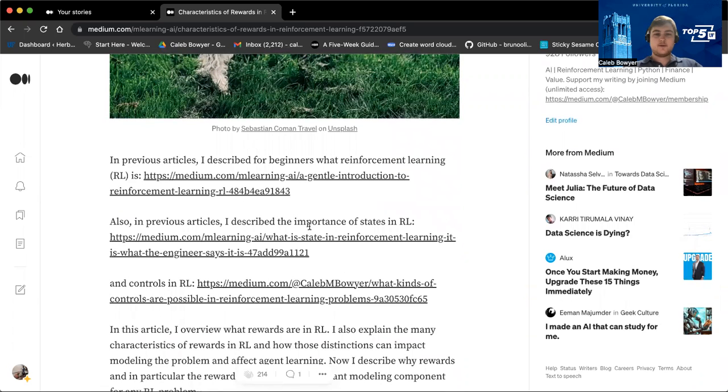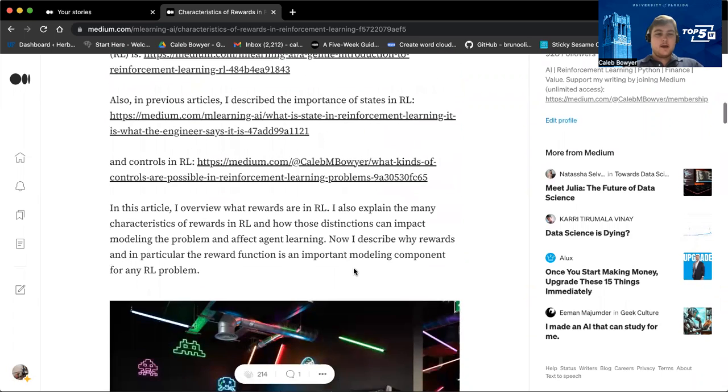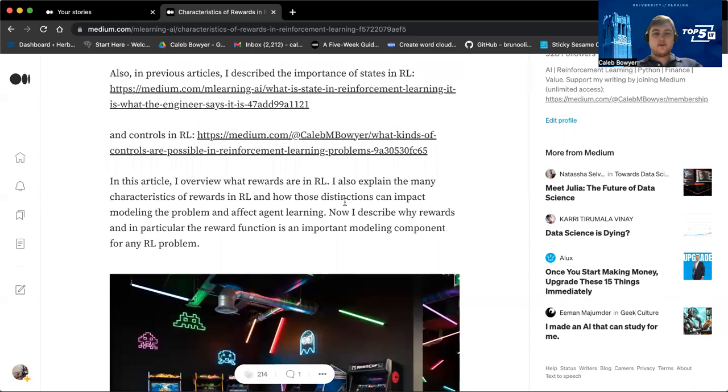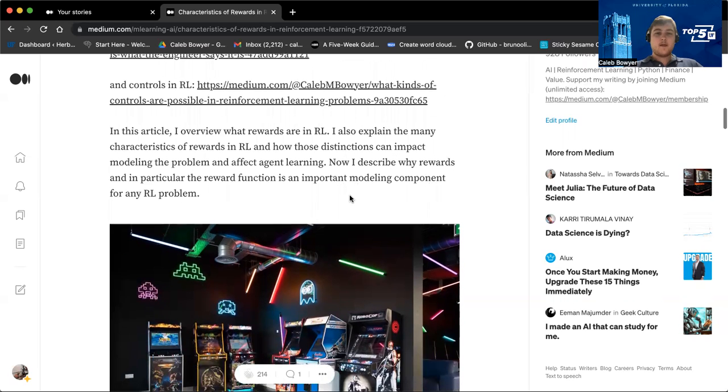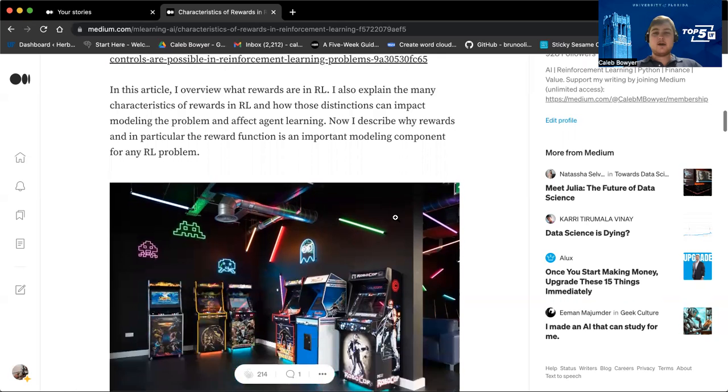Refer to these articles to see content I've already discussed, such as a general introduction to RL, the importance of states in RL, and controls in RL. In this article, I overview what rewards are in RL. I also explain the many characteristics of rewards in RL and how those distinctions can impact the modeling of the problem and affect agent learning. And now I describe why rewards, and in particular the reward function, is an important modeling component for any RL problem.